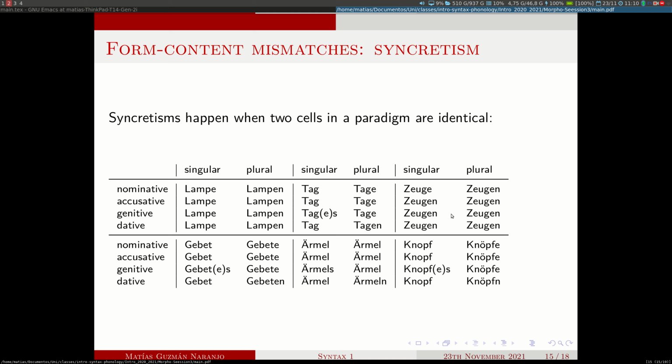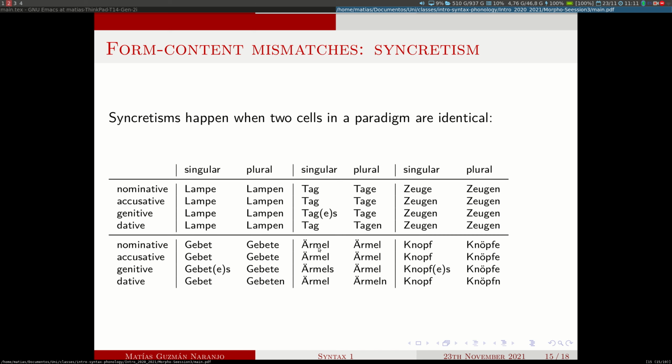If you look at Zeuge, then you suddenly see that Zeuge marks the nominative singular differently from all other cells, and all other cells are the same. So when 2 cells in the paradigm have identical form, that's called a syncretism. Knopf has a situation similar to Tage. The marking is a little bit different, so the E in Tage is not in the dative plural of Knopf. Ärmel does the same thing as Tage, but without the E.